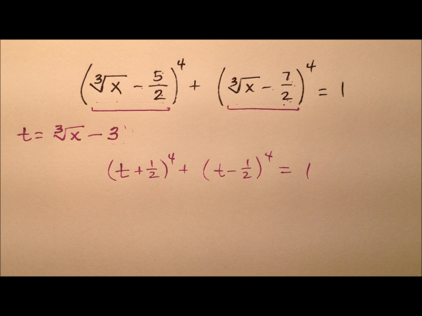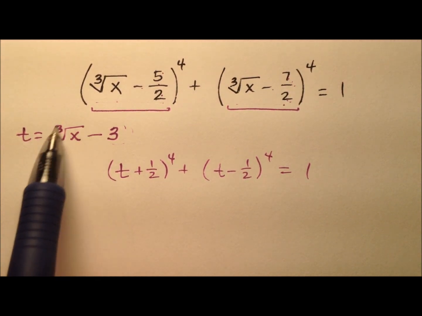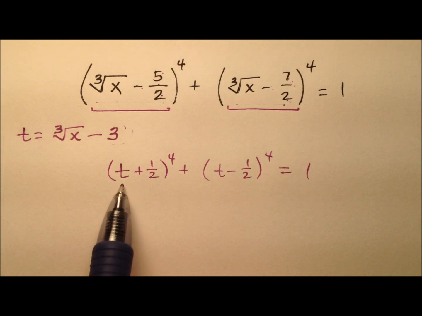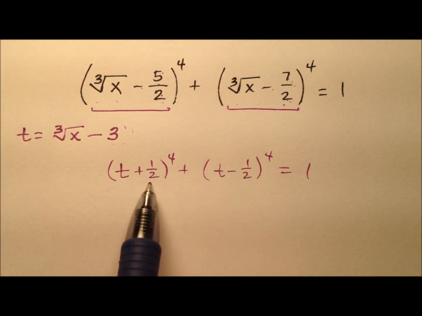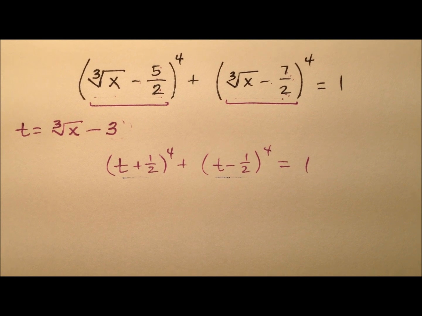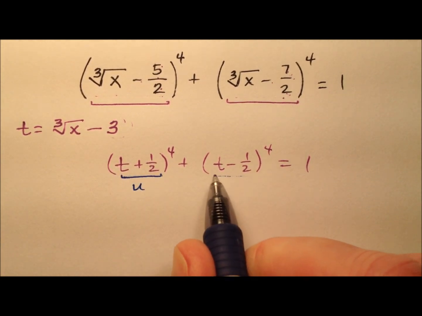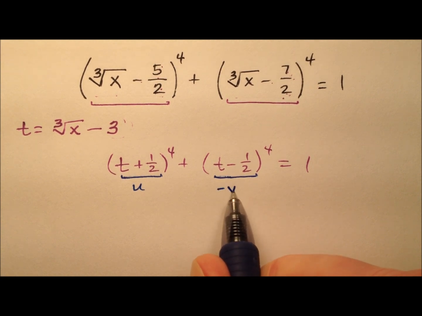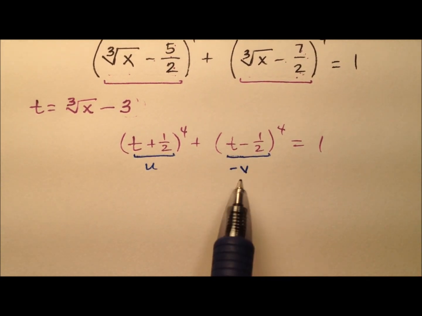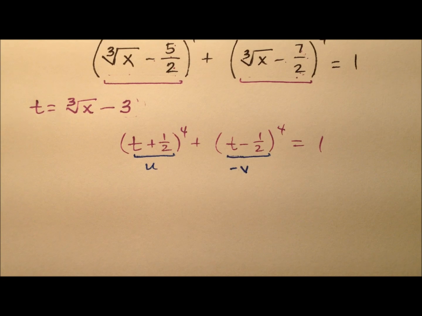Okay, well, what should we do here? Because it doesn't seem like we did a lot. We made some headway. We got rid of that cubed root anyway. But now we have t plus 1/2 and t minus 1/2. So still they look a lot alike. So let's make this into a u, and let's make this guy into a negative v. Okay, and this will come back here in a bit why we're going to make this negative.